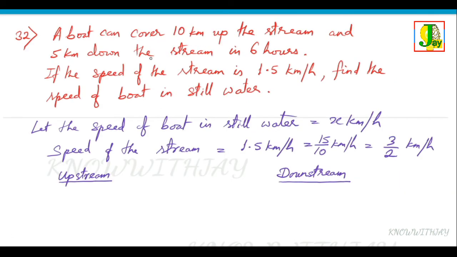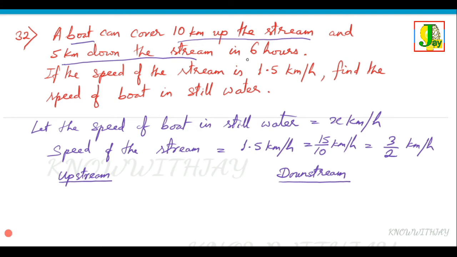Now this question is more or less of similar type to the previous one. In place of aeroplane we have a boat here, and it covers 10 km up the stream. It's similar to going against the air or wind. So 10 km up the stream means the boat is going against the flow of water. And 5 km down the stream, so it is going along with the water. It's similar to going along with the wind direction.